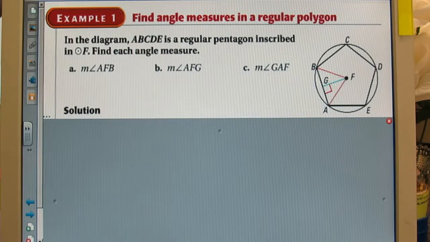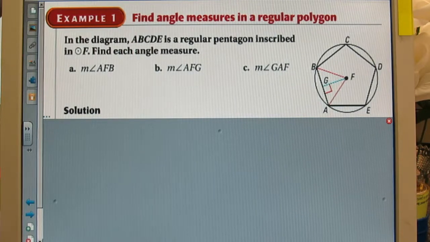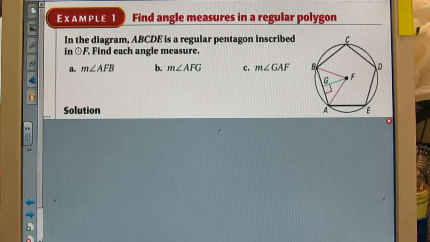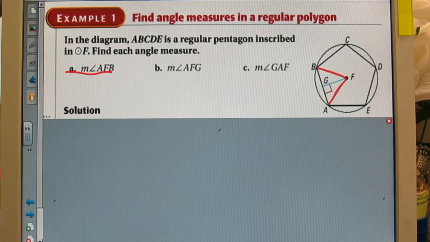So let's look at an example problem. In the diagram, ABCDE is a regular pentagon inscribed in circle F. Find each angle measure. So the first measure it asks me to find is the measure of angle AFB. So angle AFB is going to be a central angle of this polygon. It goes from two consecutive vertices.